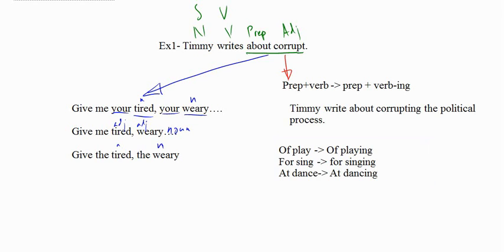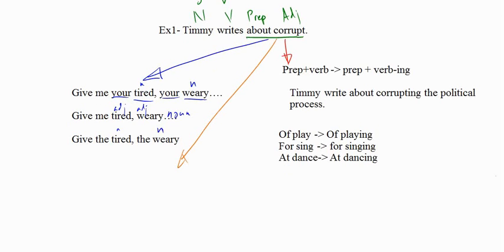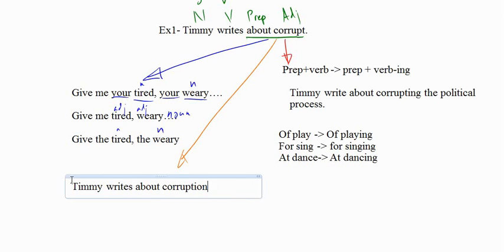For the third explanation, if they're referring to corrupt as the idea, you can just introduce them to the noun form. So it's just as simple as saying Timmy writes about corruption. And generally when there's a noun form of a word, it'll be the preferred form versus something like the gerund form. But they do have different uses and different meanings.